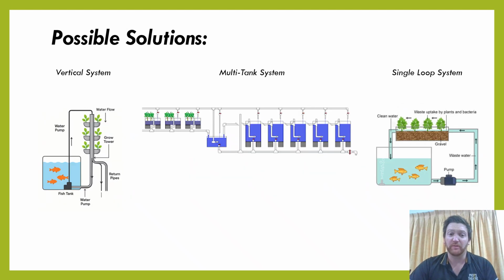The possible solutions. There were several design options considered for this aquaponics system. One was a vertical system, which saves space but requires more complex construction and consistent water pressure. Another option was a multi-tank system, which increases production but would exceed the budget and available materials. The chosen solution is a single loop system with one fish tank and one grow bed. This design was selected because it is cost-effective, easy to construct using available materials, and suitable for a trial system on the farm.